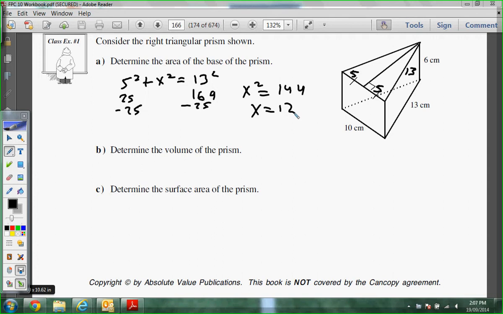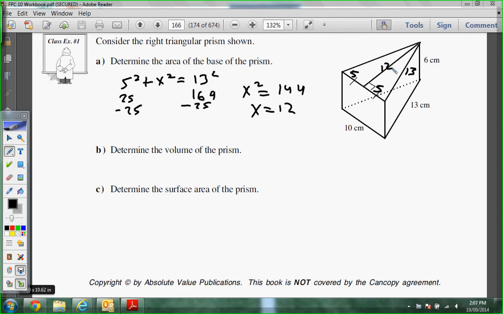If I went way too fast there, sorry, I thought you guys did that already before. Have you done that yet? Okay, that's why I went fast. So what I did was just solve for x. 5 squared is 25. I subtract it over. 13 squared is 169. That leaves me that x squared equals 144, and then the square root. So that gives me 12 here.